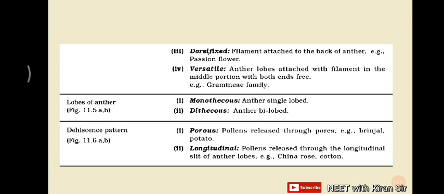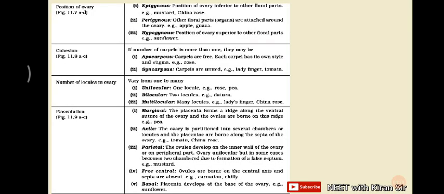Then the lobes of the anther. While discussing sexual reproduction of flowering plants, anthers are of two different types: monothecous and dithecous. Monothecous has only a single lobe, and dithecous has a bilobed structure. Then the dehiscence pattern. Dehiscence is the mechanism through which the pollen grains are released from the anther. If it opens through a top pore, we call it porous. If it is a longitudinal slitting along the length of the anther, that is called longitudinal. These are the two different types of dehiscence pattern in the anther.